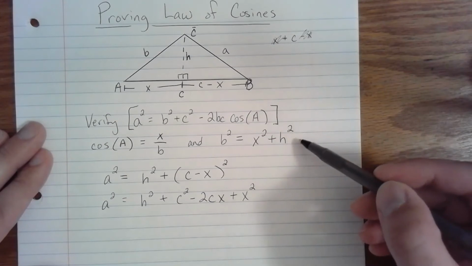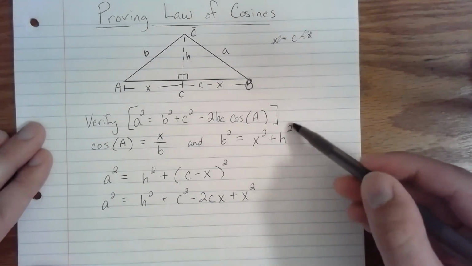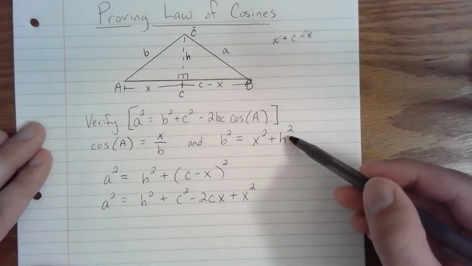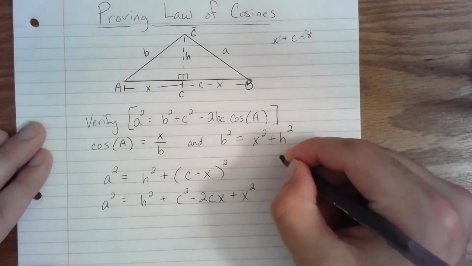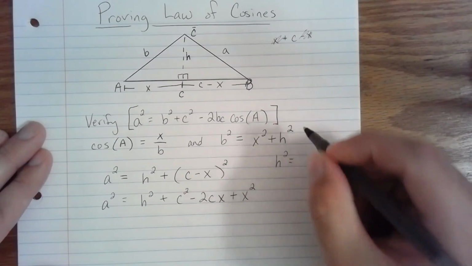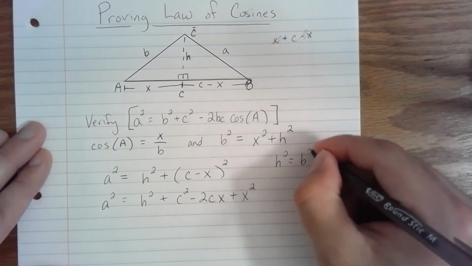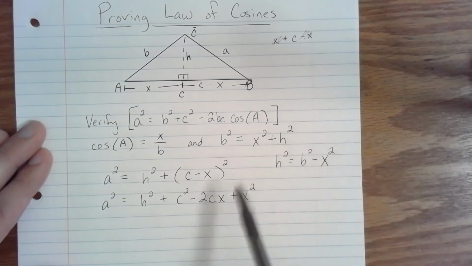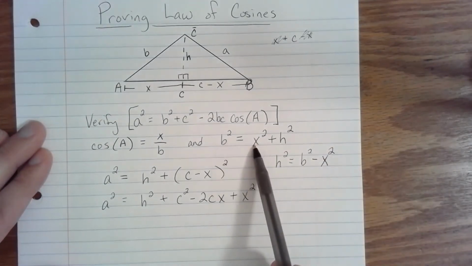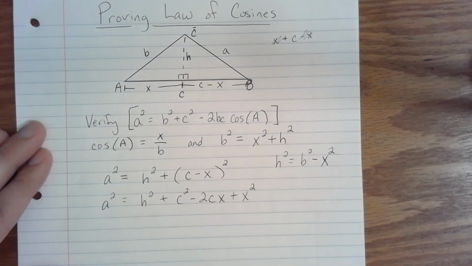If I look over here, I see h squared already. I can easily get that by itself by subtracting x squared from both sides. And what I mean by that is that h squared is going to equal b squared minus x squared. So I subtracted x squared from both sides. So I can replace this h squared down here.